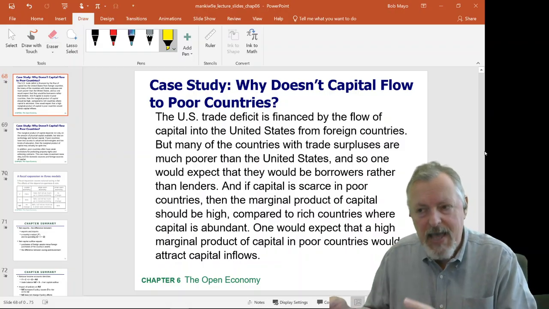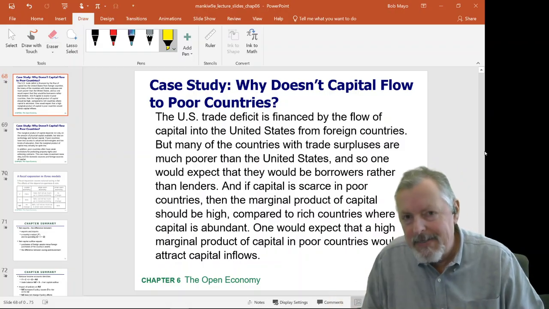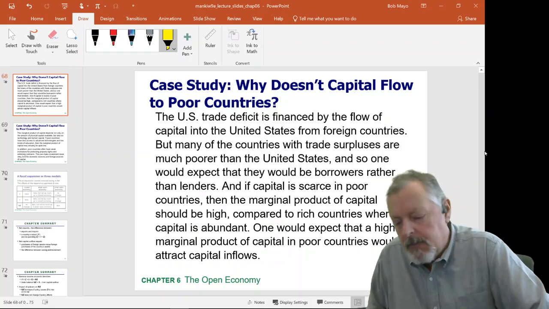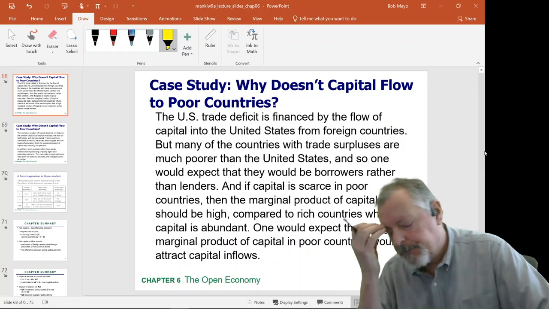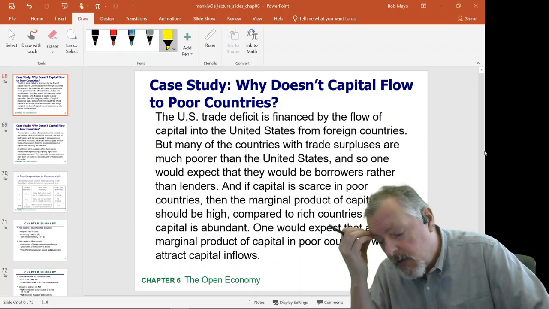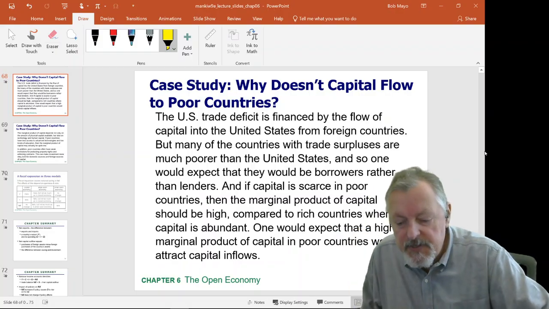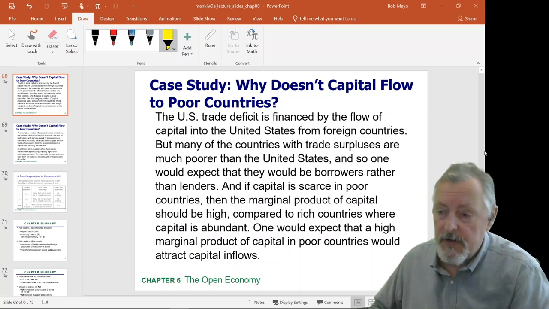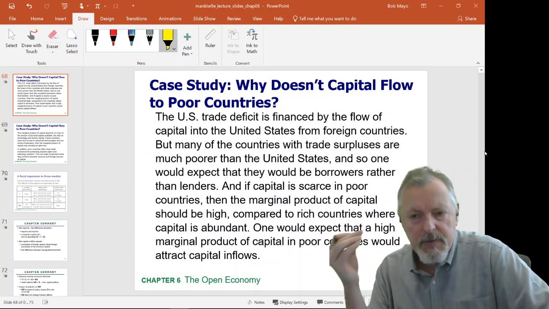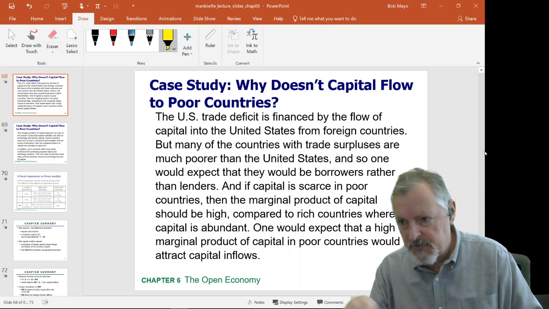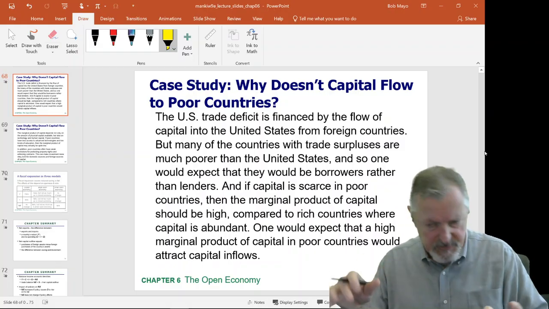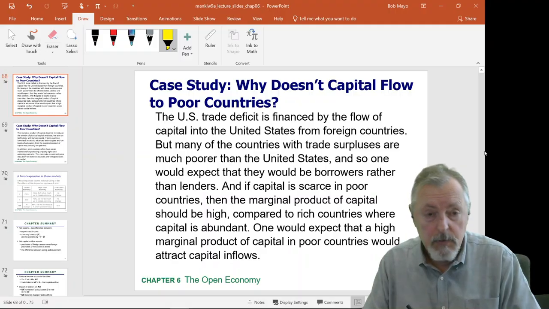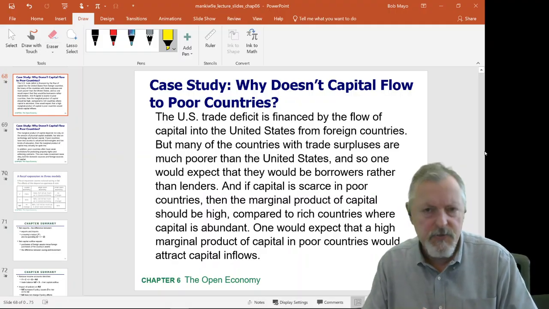The marginal return on capital will be higher, but it doesn't happen. Why doesn't this happen? This shows that some of the assumptions in this model are false. We started out assuming that capital is capital is capital. All investments are the same. There's no difference in risk, no difference in term, etc. There's perfect capital mobility everywhere. None of these are true in the real world.